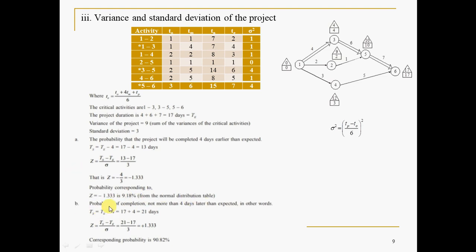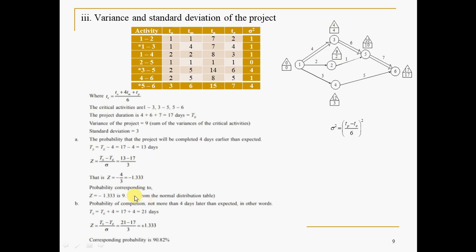Then subdivision B is the probability of completion not more than 4 days later than expected. In other words, TS is not more than 4 days later than expected. What is your expected time? 17. So 4 days is allowed as extra time. If 4 days extra is allowed, what is the probability of completion? That is TS plus 4, so 17 plus 4, 21. Then in the equation, if you substitute 21 minus 17 divided by 3, this is plus 1.33, and the probability of completion is 90.8.